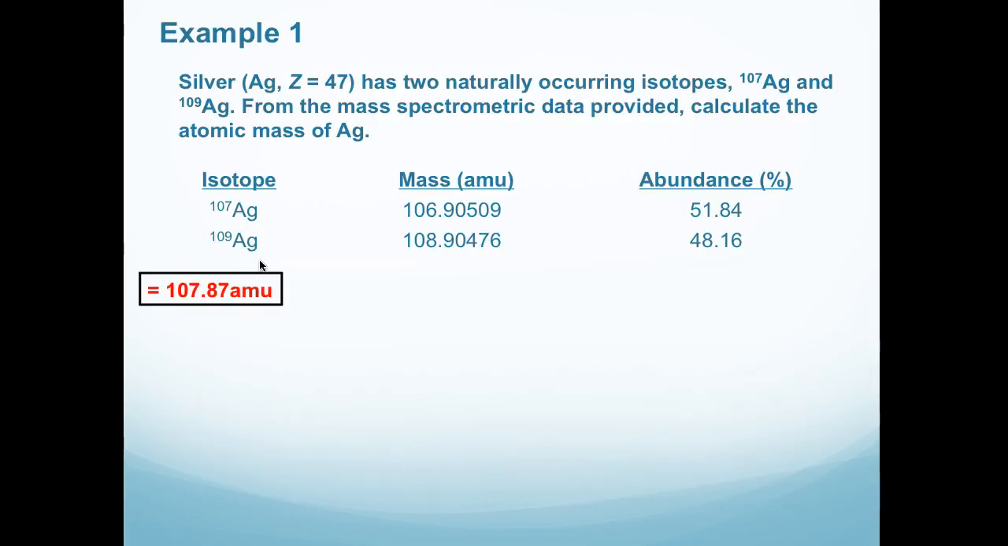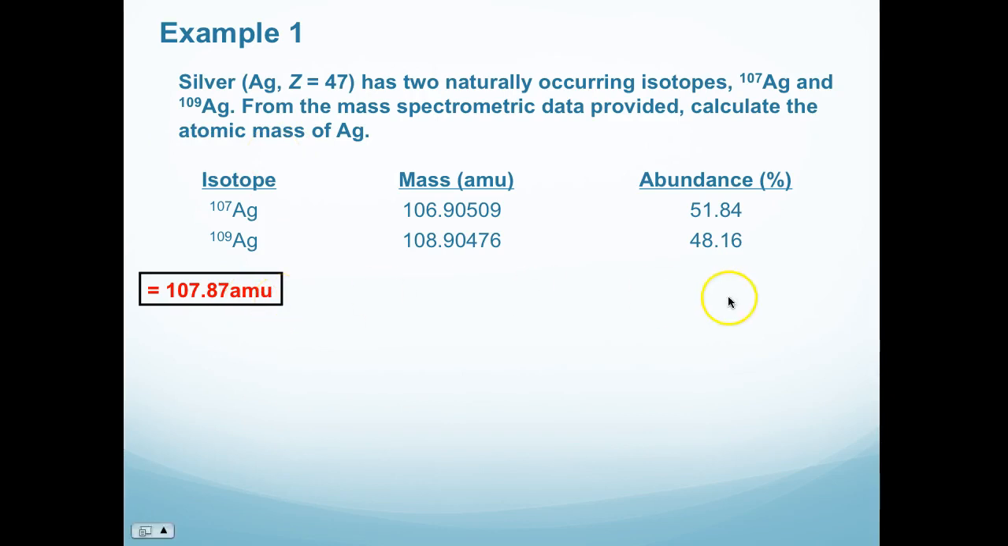So here's a sample problem, and you already have the answer here, but what I recommend doing is pausing the video and trying to work through this problem. In this problem, you have 2 naturally occurring isotopes of silver. And what we want to do for this problem is figure out the atomic mass. So how do we get that mass from the periodic table? And this is in atomic mass units.